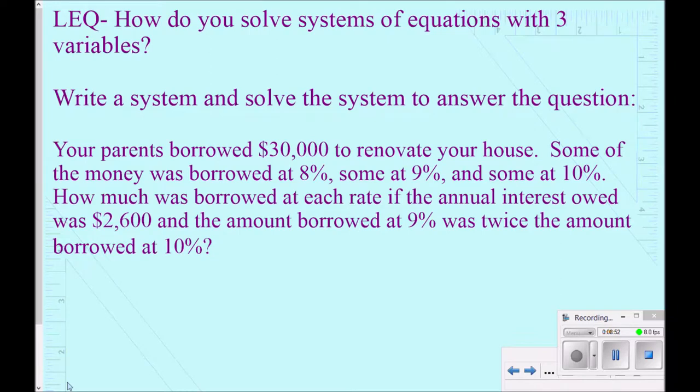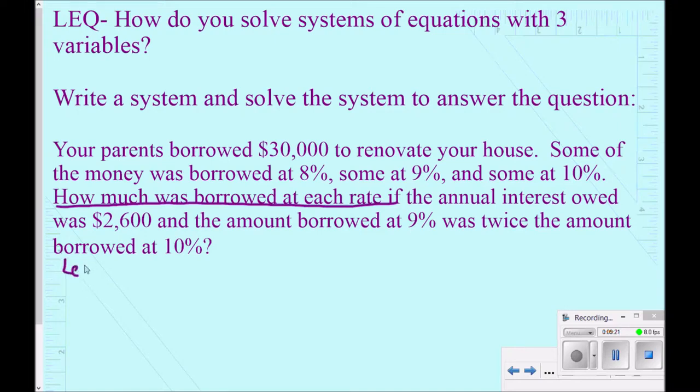Okay, now we're going to focus on this problem. So go ahead and get that copied into your notes. Okay, so once again, we'll start by defining our variables, and that should help us come up with the equations. So the question being asked of us is, how much was borrowed at each rate? If that's what's being asked, that's also our unknown, which means that those will be our variables.